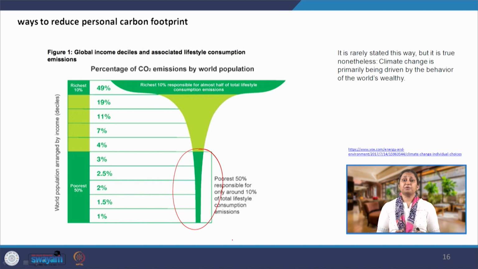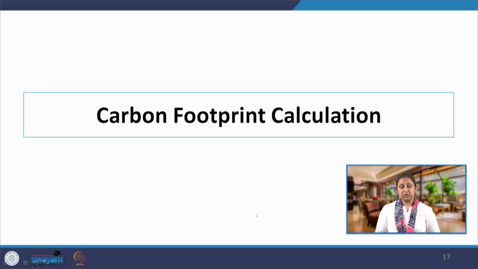So, all of us who are capable of affording certain lifestyles have to become aware of reducing this carbon footprint at an individual level. Of course, at a country's level, at a systems level, we have to talk about a central accounting system, which is what we will see, but personally we have to reduce our footprints.